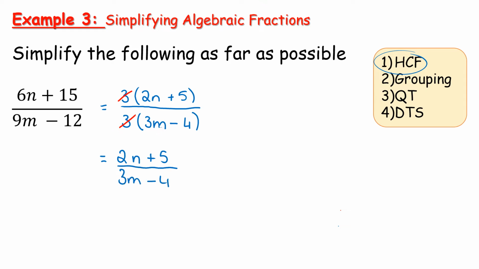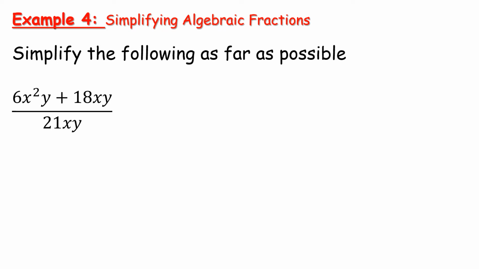And again, that is as simple as it can be. We can do no further simplifying, no further cancelling, no further division, because we no longer have factors. We can only do that division or cancelling when we have it broken into factors. These 2 pieces on the numerator and denominator cannot be factorized anymore. So now let's look at an even more complicated version.